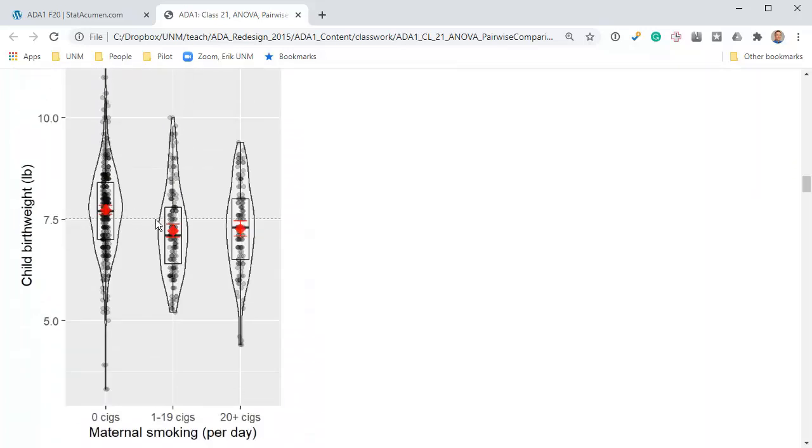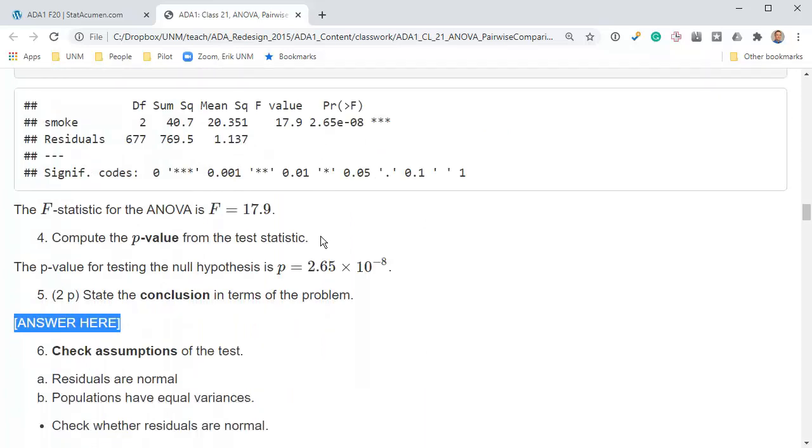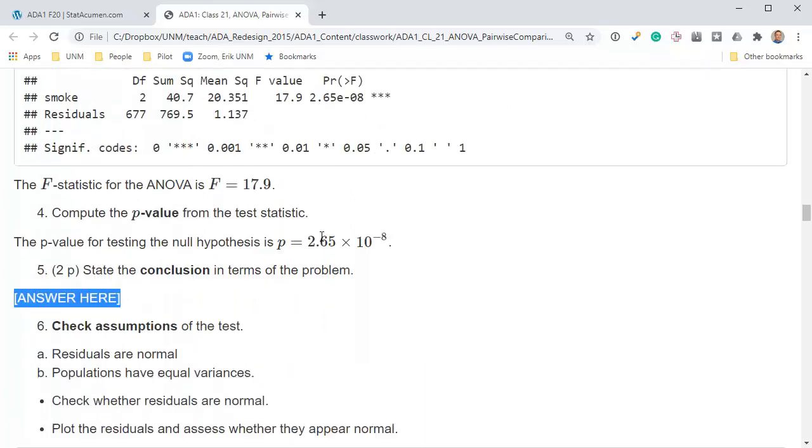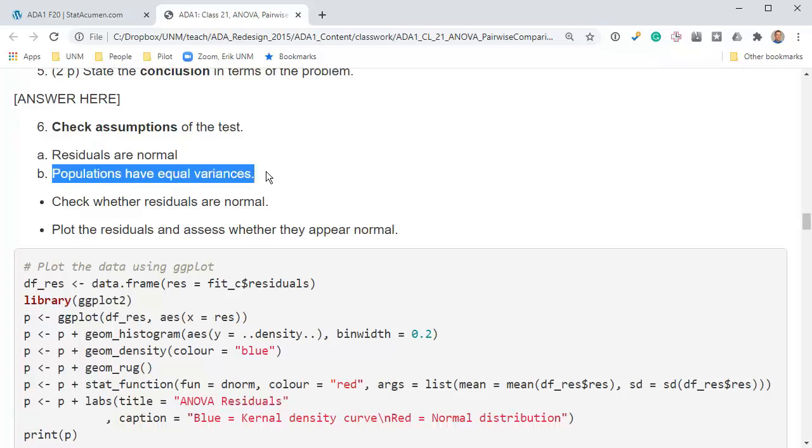Okay, and we can get a sense here of which pairs are actually going to differ. It seems like the first group, the 0 cigarettes group, is going to differ from both of the smoking groups, but the smoking groups are not going to differ. That's what visually this looks like. So far, our conclusion is consistent with what we see in the plot. All right, next we are going to check the model assumptions of the test. And the 2 assumptions are that the residuals are normal and the populations have equal variances.